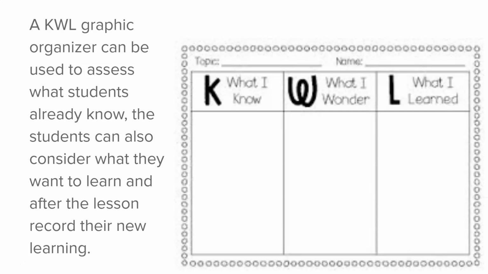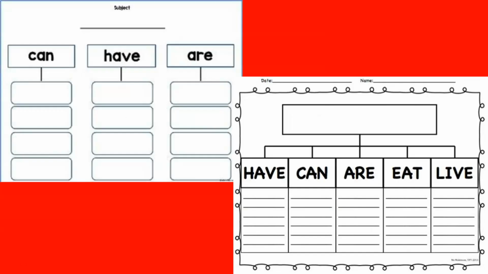For instance, if we are going to be learning about maps and globes, I would ask the students what they already know about a map and globe. And they might say things like, the water is blue on a map, or a globe is like a ball. Those are things they already know. And then we would talk about what they want to learn, what they wonder. So this is a way just to assess what it is that students already know.